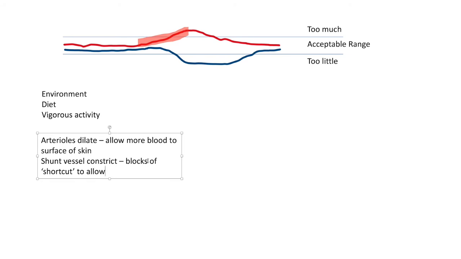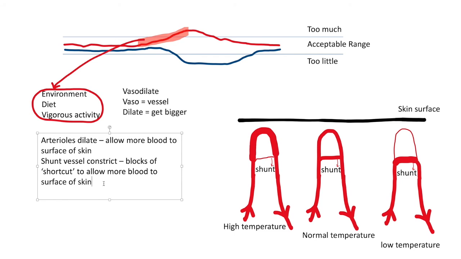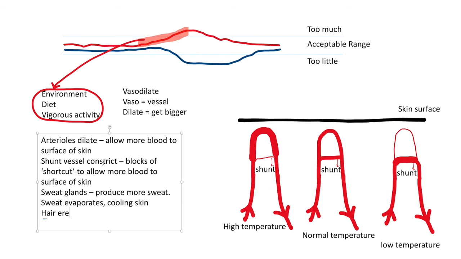So in this case, there is vasodilation of the arterioles. Vaso means vessel, dilate means becoming bigger. So more blood flows to the skin, allowing more heat to be lost via the skin surface. Sweat glands produce more sweat, and as mentioned in previous videos, the water on the surface of the skin, which is your sweat, will take up a lot of heat energy when it evaporates, as it has a high specific heat capacity. It absorbs a lot of heat energy before it evaporates.